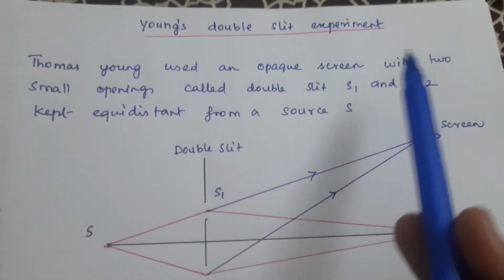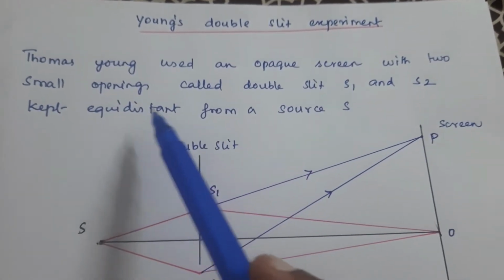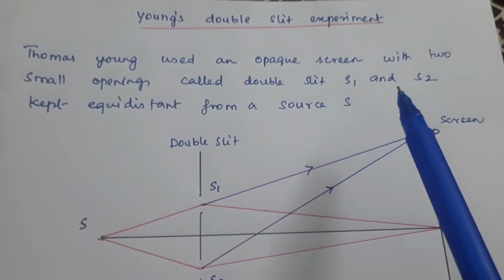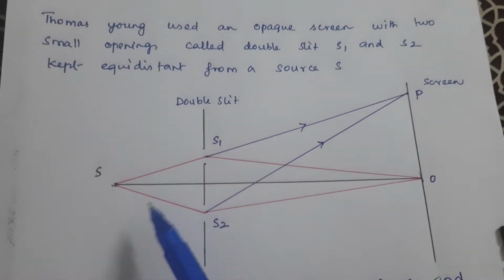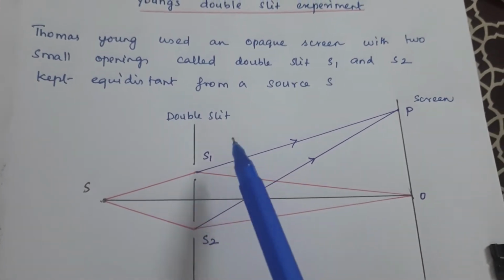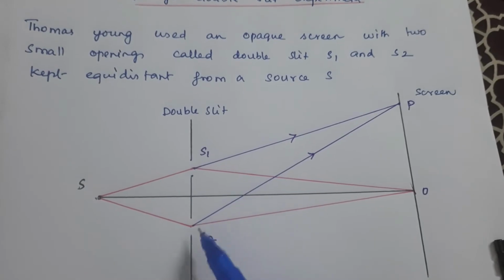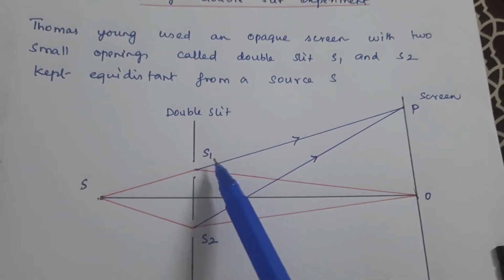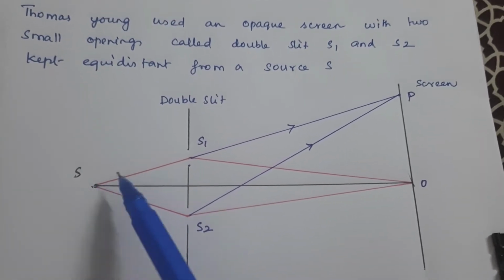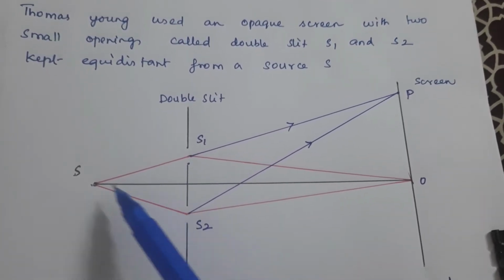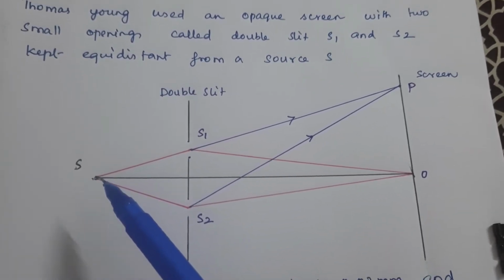Young's double slit experiment. Thomas Young used an opaque screen with two small openings called a double slit, S1 and S2, kept equidistant from a source S. Now this is a source S. This is an opaque screen. Here there are two small openings. These two act as what? Double slit. And the points S1 and S2 are at equidistance from the source S.